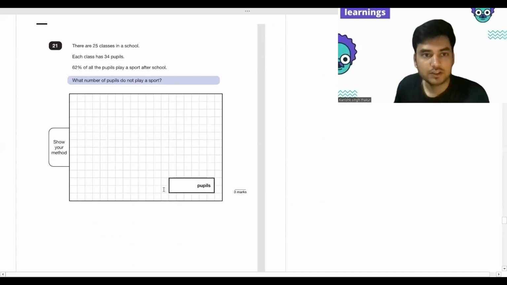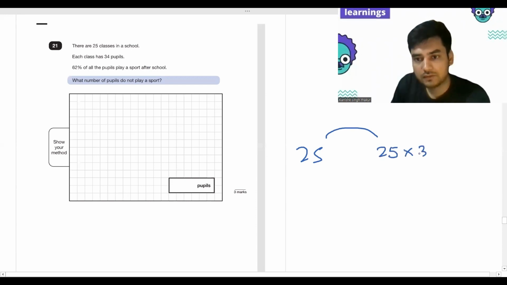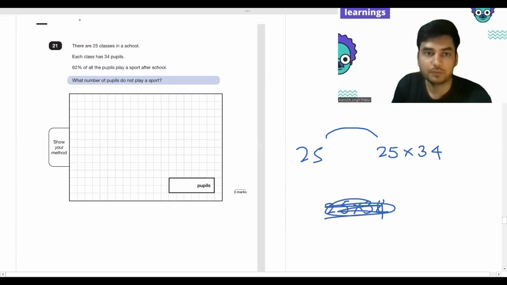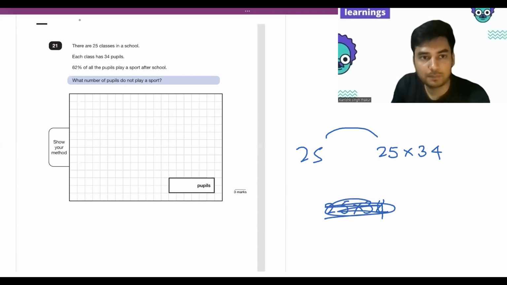Question number 21. There are 25 classes in a school. Each class has 34 people. So total people will be 25 times 34. 62% of the people play sport after school. So 25 times 34 is the total number of people. How many people do not play?